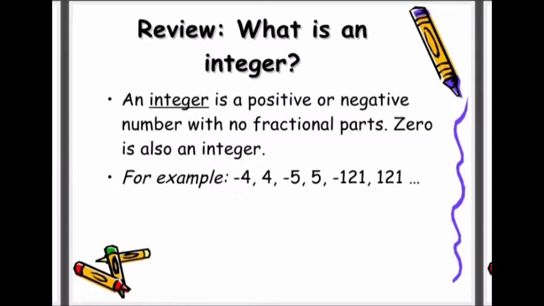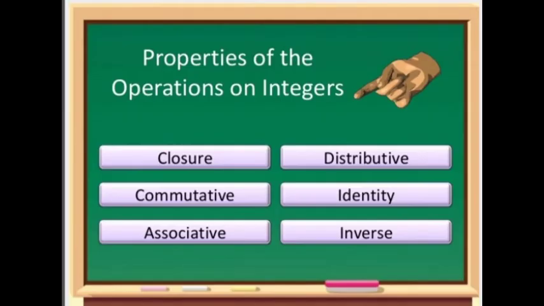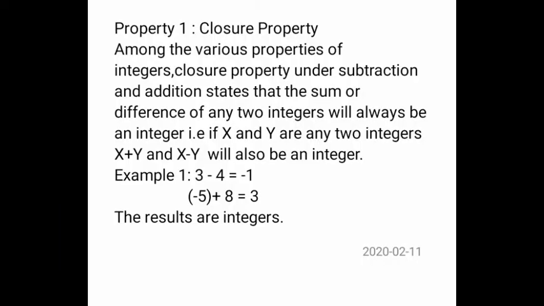For example, -4, +4, -5, +5, etc. There are some properties of integers such as closure property, distributive property, commutative property, identity property, associative property, and inverse property. We will discuss them one by one. First, we discuss closure property under subtraction and addition.